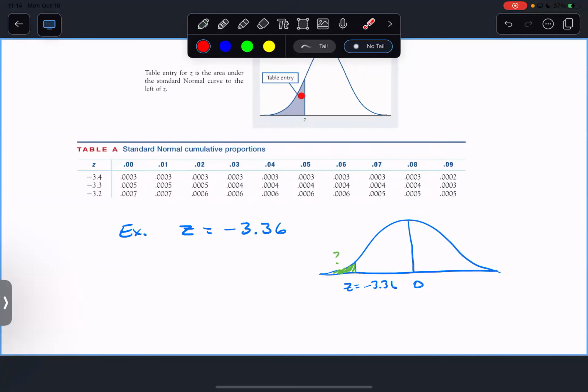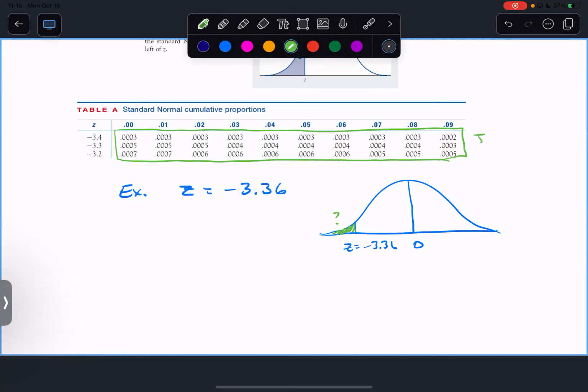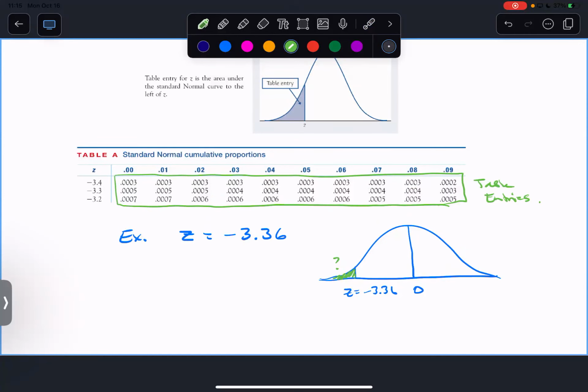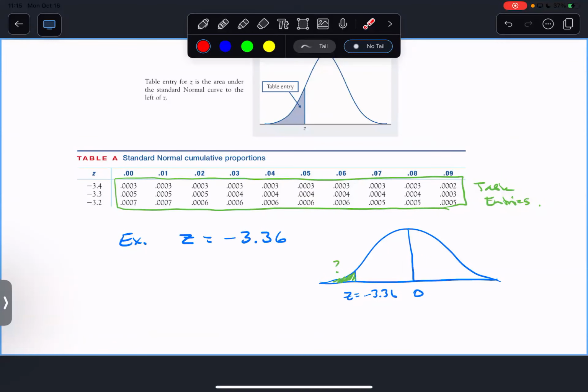Notice how similar this is to this graph up here that's on the table. And then it says, okay, those are the table entries. These we're going to call the table entries. And then here it says the table entry for Z is the area under the standard normal curve to the left of Z. In case the graph wasn't enough, just visually, in words, they say the same thing. So what does that mean? It's the area under the curve, which is a probability. That's step number 1, recognizing that.